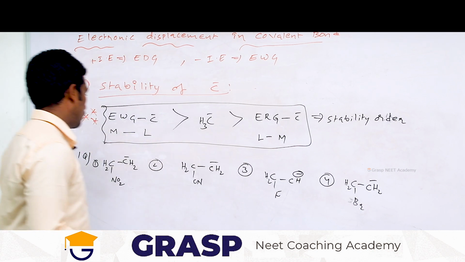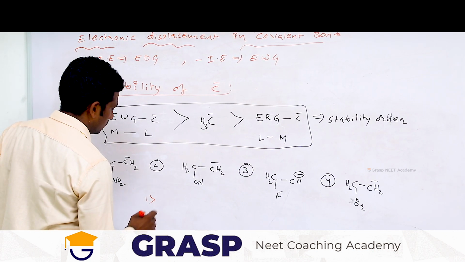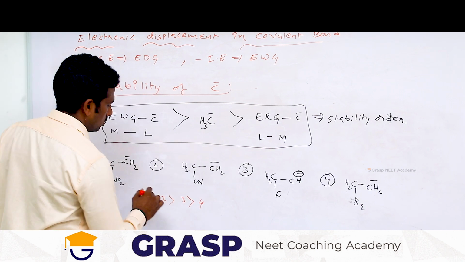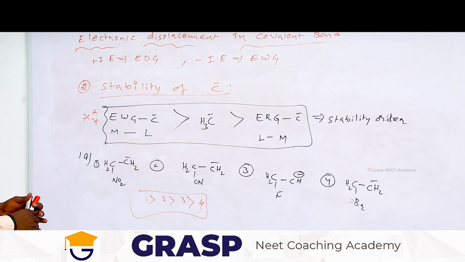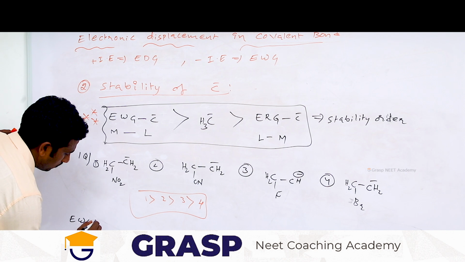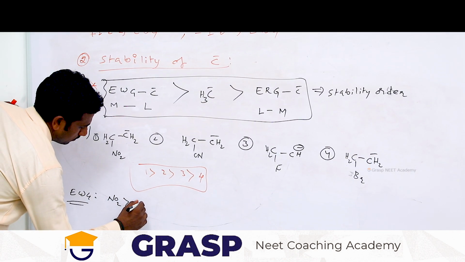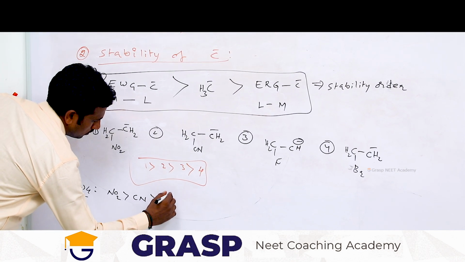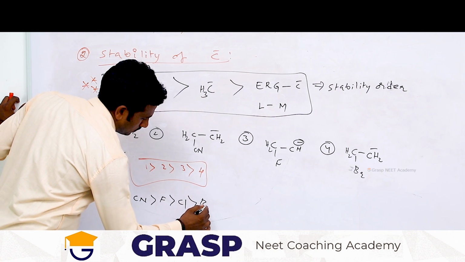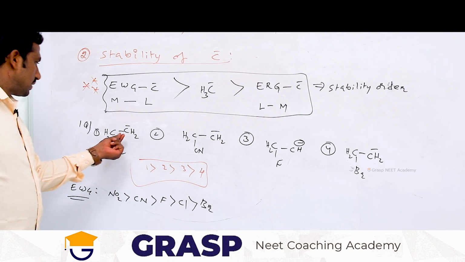What does the stability order mean? I will write the first one as most stable, then the second one, then the third one and then the fourth one. So that is the stability order. Why? Here the electron withdrawing power is more for NO2, then CN, then fluorine, then chlorine if it is there, then bromine. So electron withdrawing is more for NO2, that is the reason.